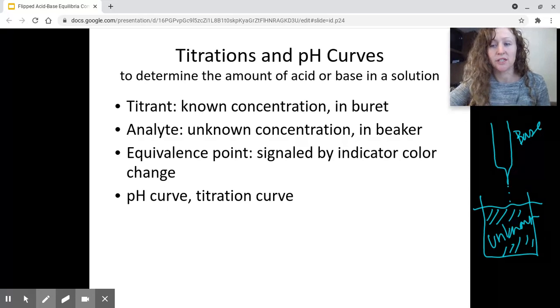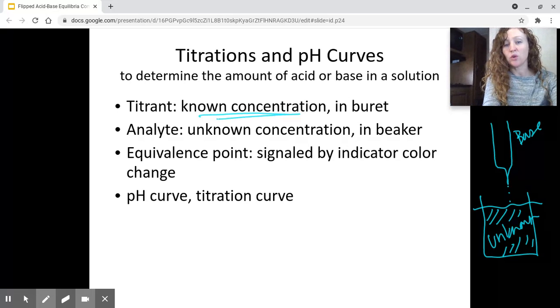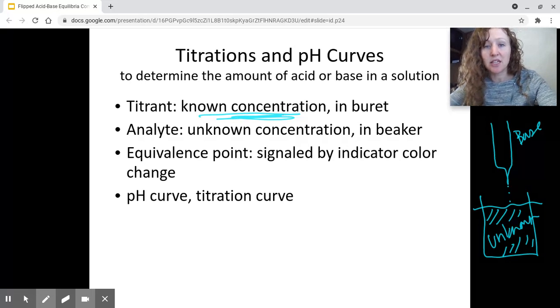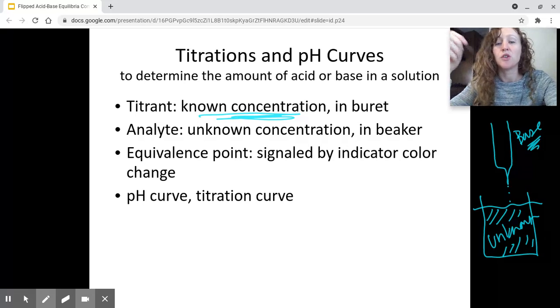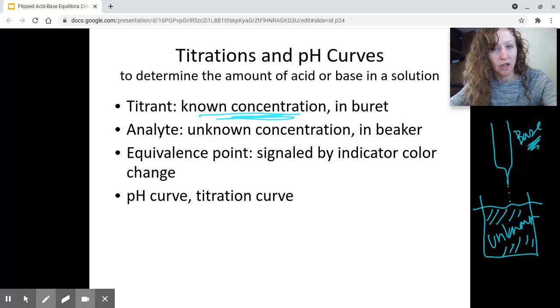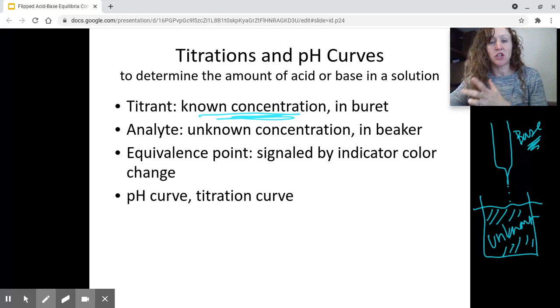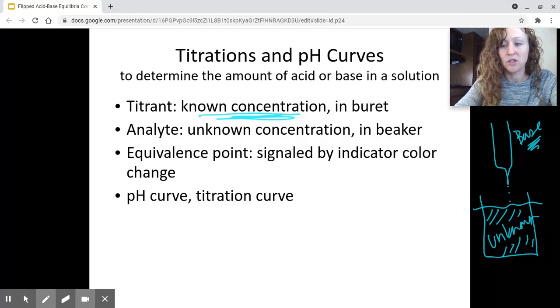as your titrant. Your titrant is going to have known concentration. It's the thing you're adding. So probably you have made this base. You control everything about this base. You control its concentration. You put it in the burette. You're going to control the volume going down, and you add base into this solution in order for a neutralization reaction to occur.